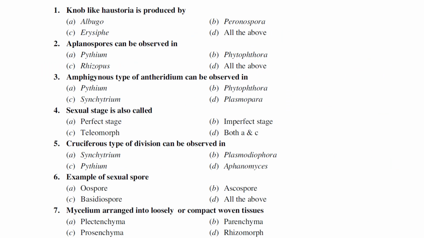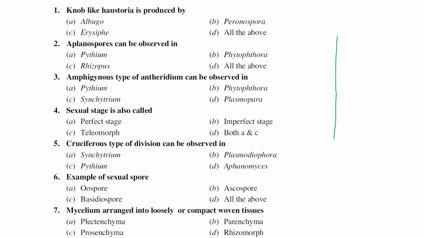Knob shaped or knob-like haustoria is produced by Albugo, Peronospora, Erysiphe, or all the above. Albugo and Peronospora come under the Oomycetes group of fungi, right? Erysiphe is a genus of powdery mildew. It will produce chains of conidia. So the answer is actually Albugo. Albugo only produces knob-like haustoria.